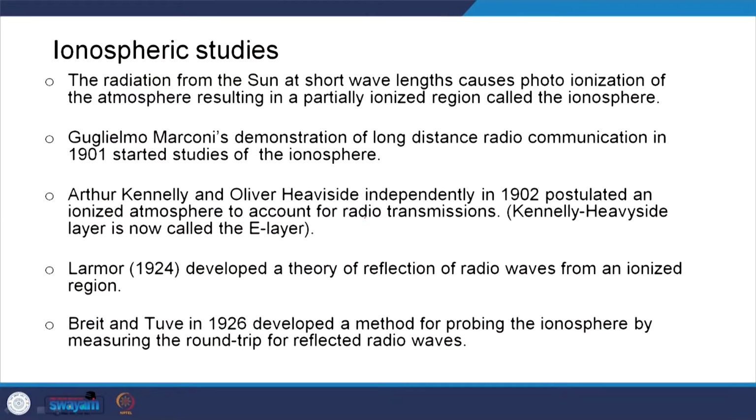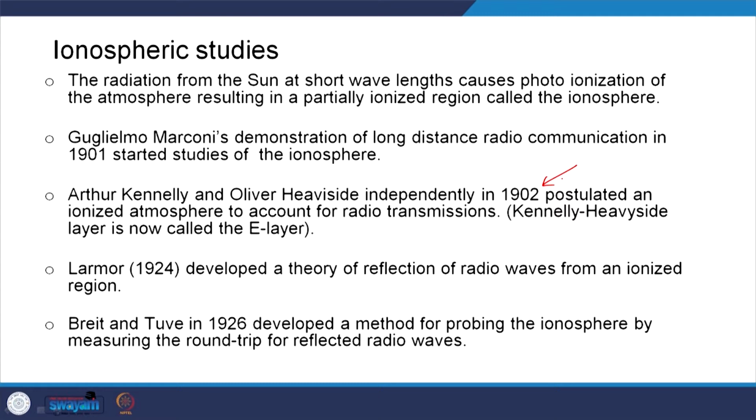Kennelly and Heaviside independently in 1902 postulated the idea that an ionized atmosphere in the upper altitudes could account for the radio wave transmission. So if the transmission has been achieved, they must have wondered why or how this radio wave traveled so far, because radio waves have very low wavelength and very high frequency, right? So the existence of the reflecting layer was formally postulated in 1902.